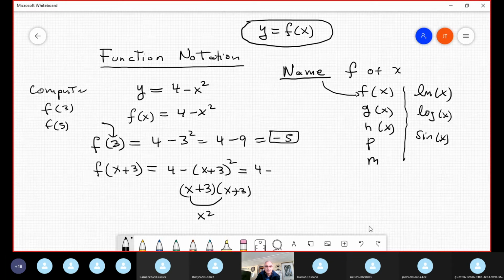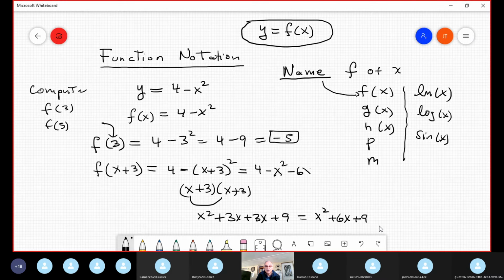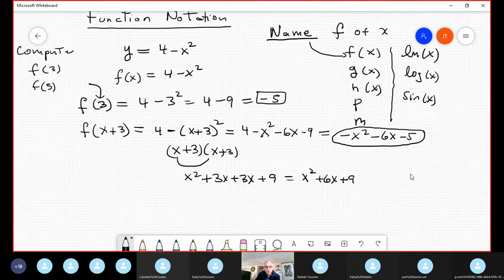is x squared plus 3x plus 3x plus 9, no? That is x squared plus 6x plus 9. Actually, the minus in front changes the complete sign. So, minus x squared minus 6x minus 9. Then finally, we combine like terms: minus x squared minus 6x minus 5. Okay? So the possibility that the function notation gives me is to do transformation.